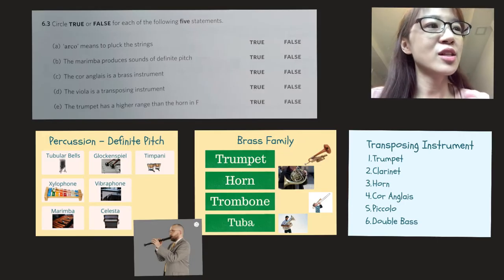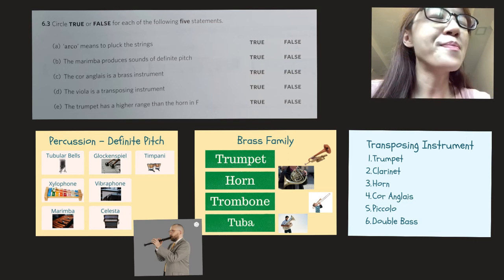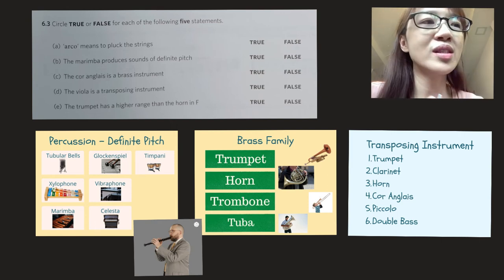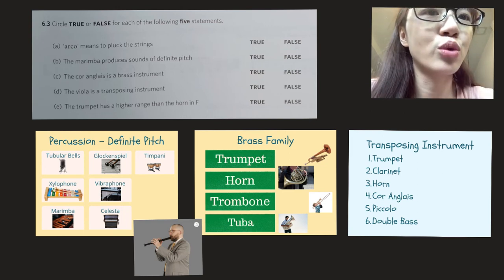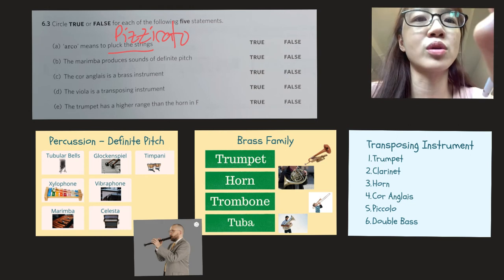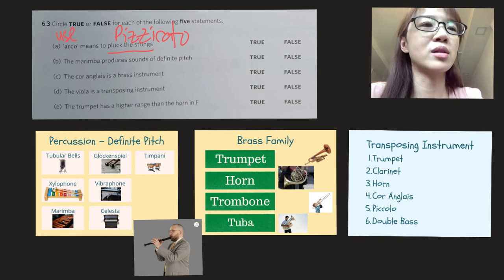For this question, it tests your knowledge about instruments. So you not only need to know about piano, you have to know all the families. Arco means to use the bow to play on the string, after you pluck the string. When we say pluck the string, it is pizzicato. Pluck the string, it should be pizzicato. So arco means use the bow. So saying arco means pluck the string is not correct.